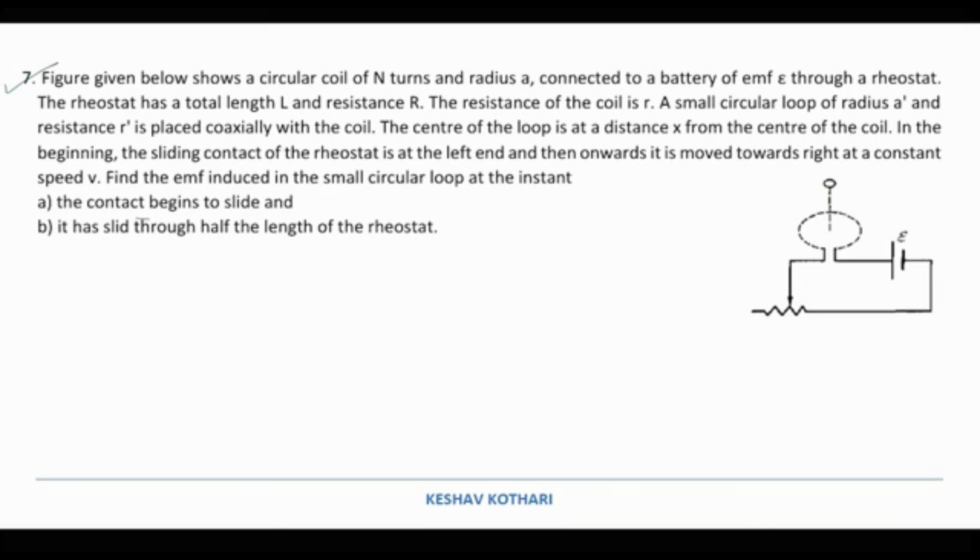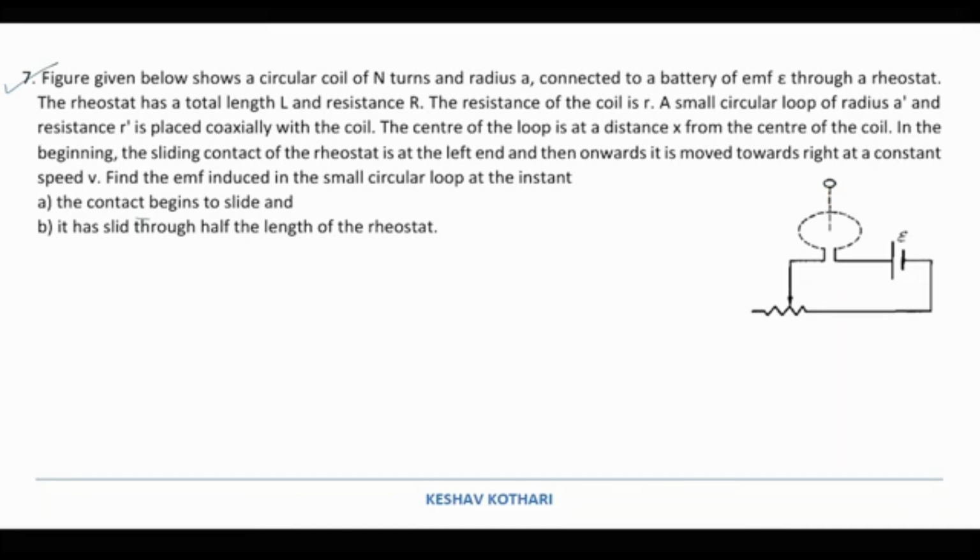The center of the loop is at a distance x from the center of the coil. In the beginning, the sliding contact of the rheostat is at the left end and then it moves towards the right at a constant speed v. Find the EMF induced in the small circular loop at the instant the contact begins to slide, and in part B, when it has slid through half the length of the rheostat.